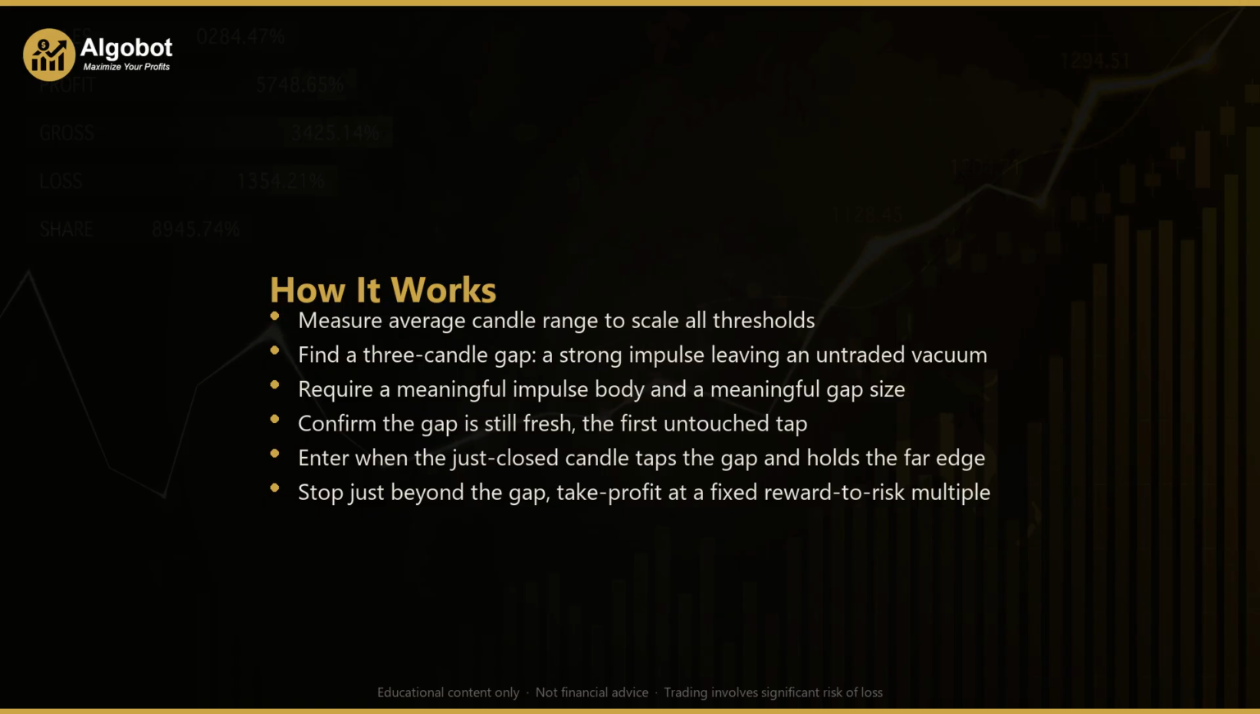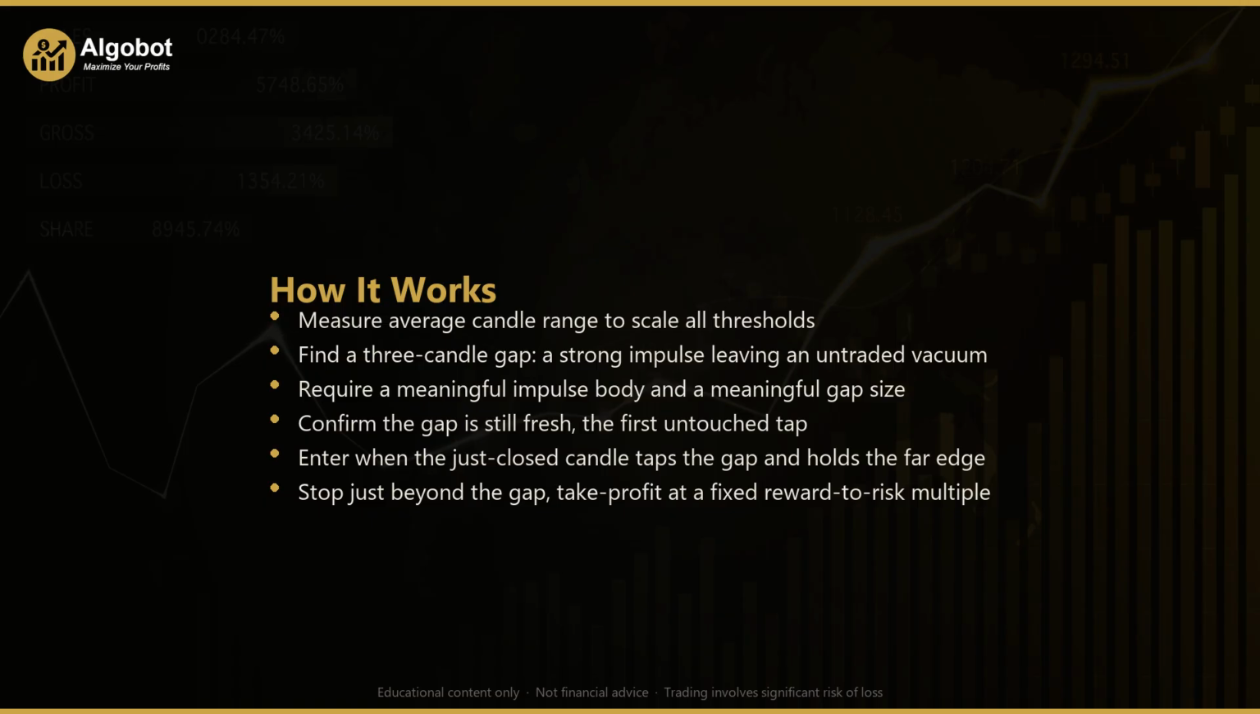The stop loss is placed just below the lower of the gap base or the tap candle's low, minus the volatility buffer. The take profit is set at a fixed reward-to-risk multiple of that stop distance. So if the stop is 20 pips away and the reward setting is 2, the target sits 40 pips in profit. The bearish case is a perfect mirror. The EA looks for a down vacuum where the low of the oldest candle sits above the high of the newest, a strong bearish impulse candle, and a meaningful gap size.